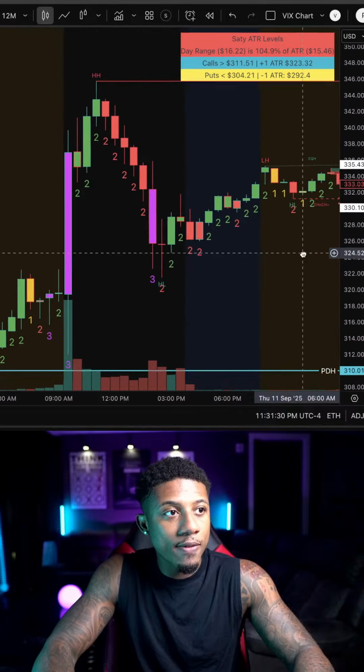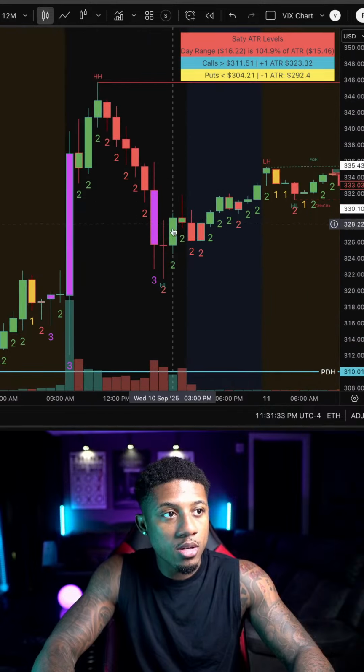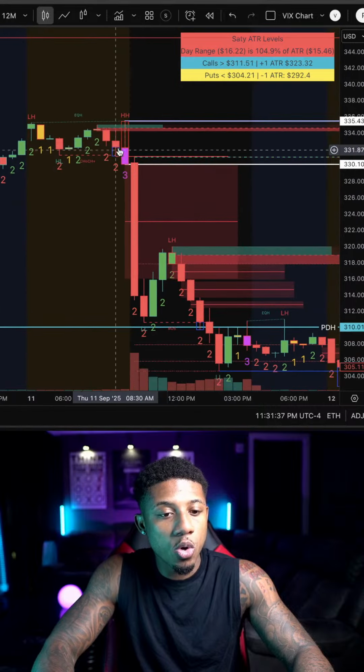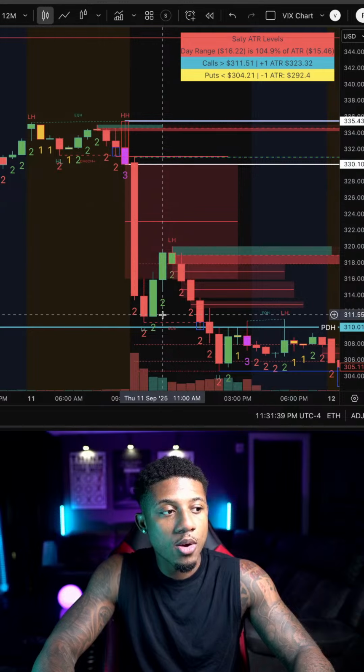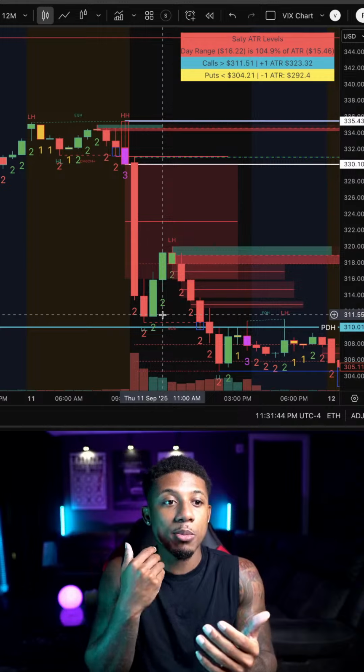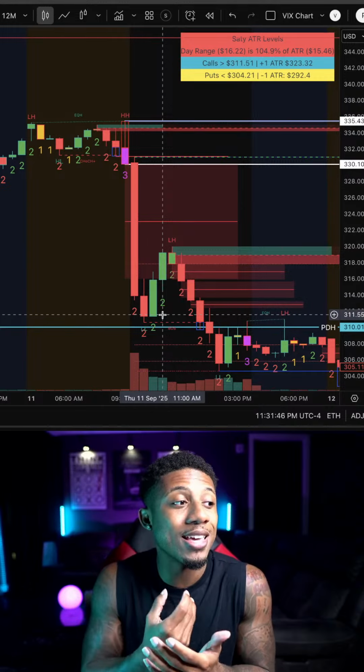So now if I see this pullback here, and then I get an actionable signal showing me that we could potentially continue, at this point you just go in and whatever happens, happens, right? You're not going to catch every big move, but if you don't take the shot, you're not going to catch anything.